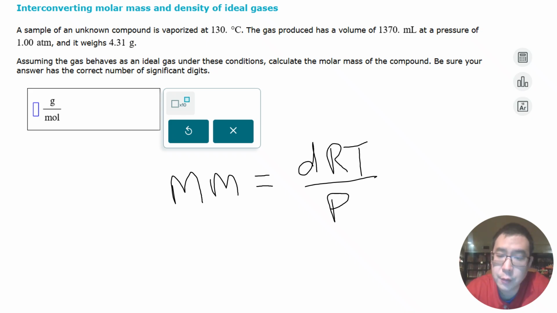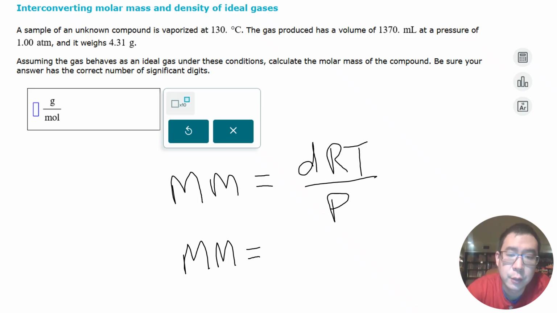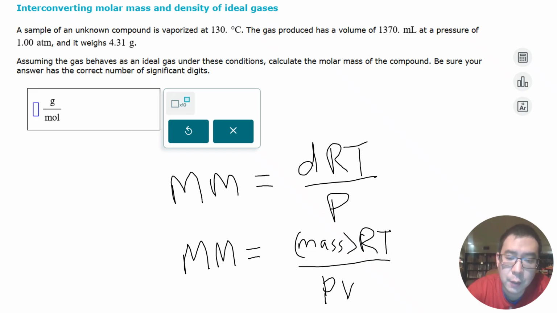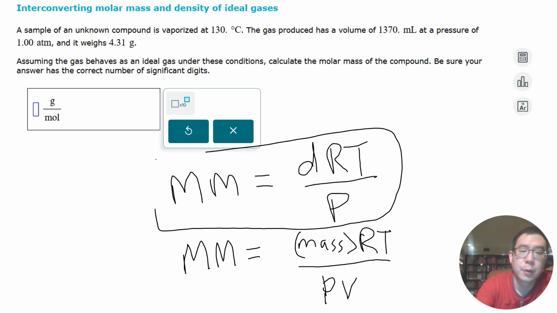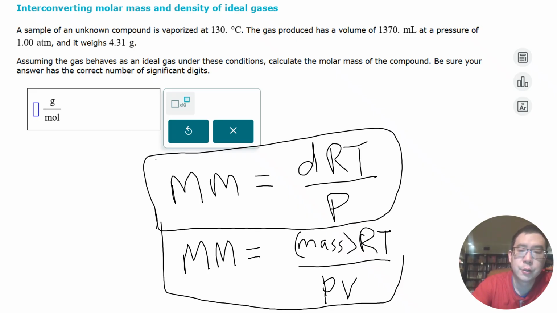Or, because what's density? Density is mass over volume, often grams per liter. In this case, it's going to be grams per liter. Molar mass also equals mass in grams times R times T over PV. So both of these equations are equations that you can use now that you understand the process of how we go through and get them.